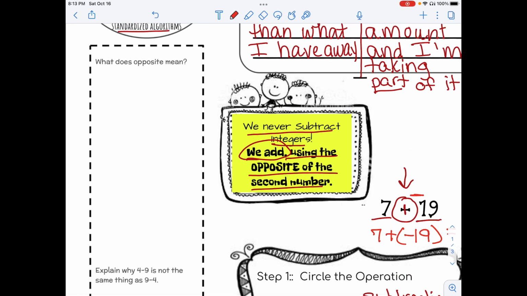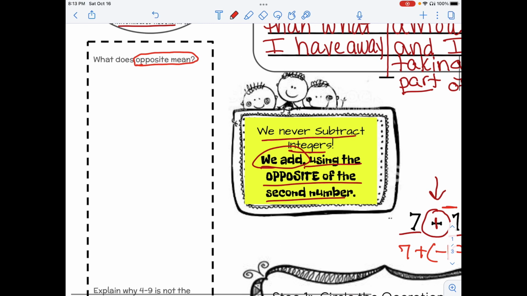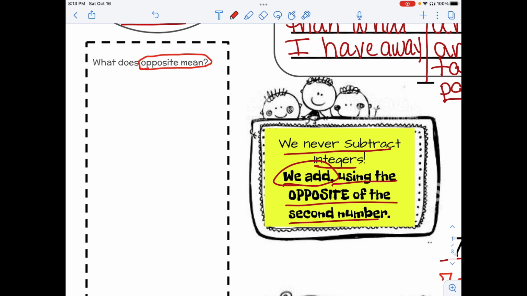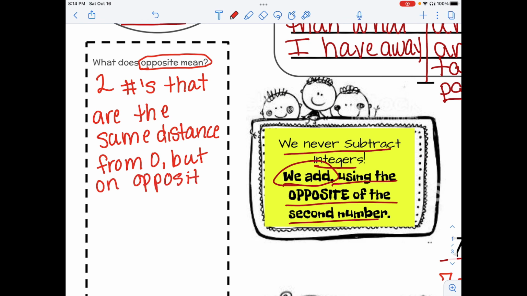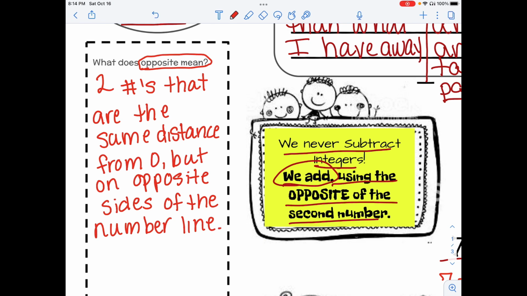Okay, what does opposite mean? Well, we talked about opposites in class before. Opposite means two numbers that are the same distance from 0, but on opposite sides of the number line. All right, we have talked about that so much in our class.